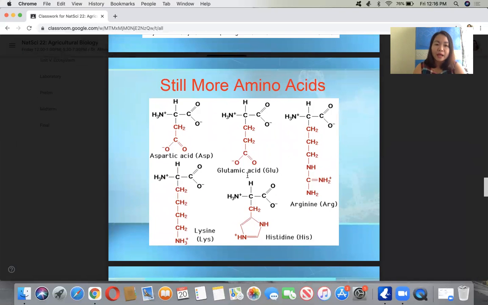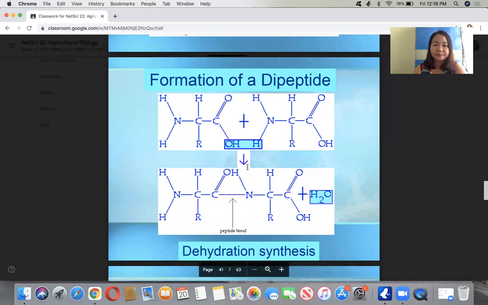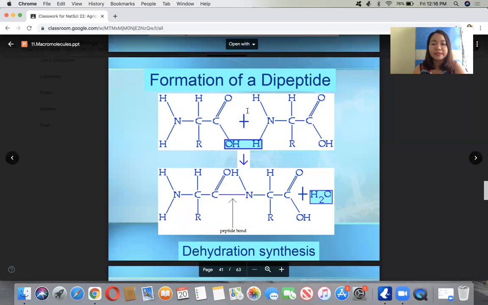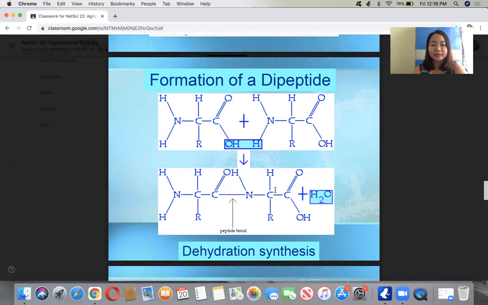That's why if you are vegetarian, one thing that may be lacking in your diet is some of the amino acids which are not found in plants, because some of the amino acids are found in an animal diet. So how does the dipeptide form? This is through dehydration synthesis. So again, it is a combination of 1 amino acid with another amino acid, with the release of water.